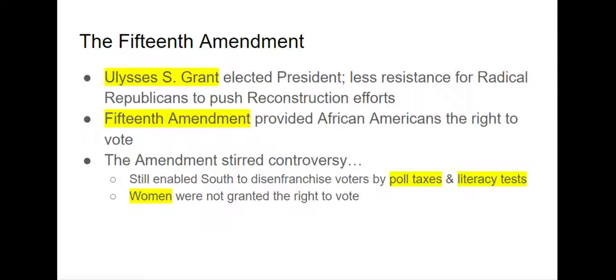The amendment stirred lots of controversy. For one, some of the people who originally supported the amendment were upset because it still allowed the South to disenfranchise African American voters by pushing for poll taxes, which the African Americans couldn't afford, or literacy tests, and many were uneducated, did not know how to read. Women who supported the abolitionist movement were also upset because they were not granted the right to vote. So the amendment did stir some controversy.